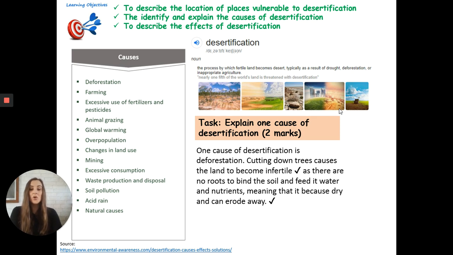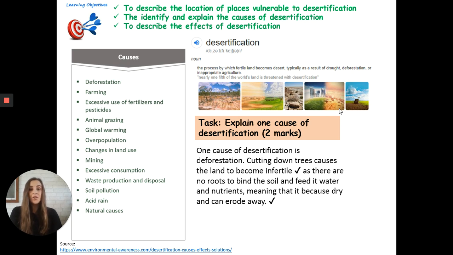But one cause of desertification is deforestation. Cutting down trees causes the land to become infertile. Okay, you would get 1 mark from that, but it's an explain question. So to get the 2 marks, you'd need to go on to explain why that makes the land become infertile. So as there are no roots to bind the soil and feed it water and nutrients, it becomes very dry, and it can erode away.